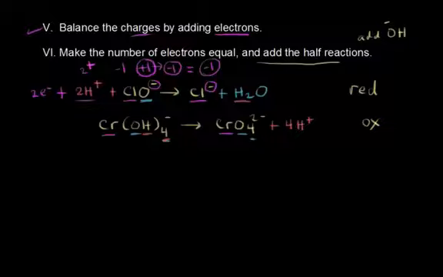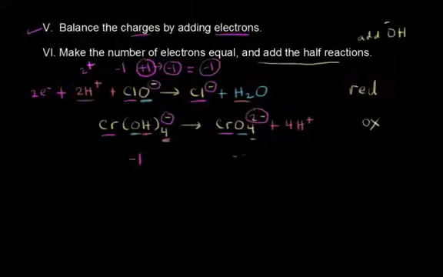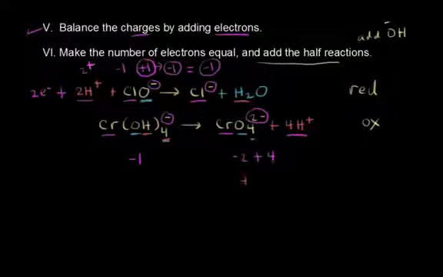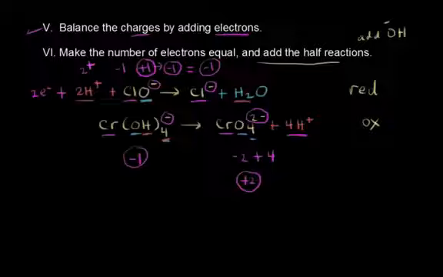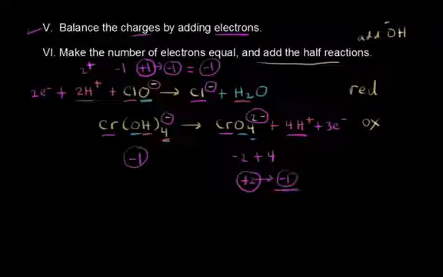Let's do the oxidation half reaction now. So I have only one of these ions, so I have a negative 1 charge on the left side. On the right side, I have 1 chromate, but each chromate has 2 negative charges, like that. And then I also have 4 positive charges for my protons. So negative 2 plus 4 gives me a total of plus 2. So I have plus 2 on the right side and negative 1 on the left side. So once again, my goal is to balance those charges by adding electrons only. And if I add 3 electrons to the right side of this half reaction, I would change this total charge from a plus 2 to a negative 1. And so now I have negative 1 on the right, and I have negative 1 on the left. And so my charges are balanced.